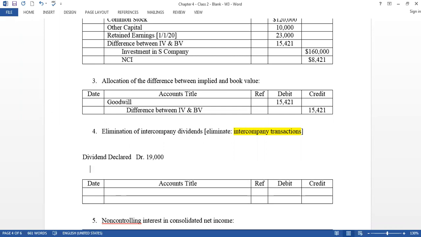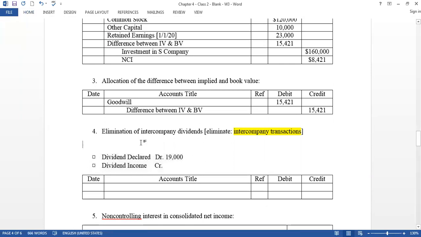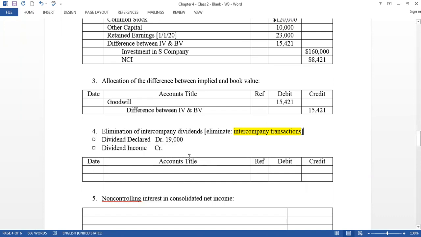And last class, we learned that according to the cost method, we record dividend income, credit. So these are the two accounts for dividend. You can see that $19,000. I just put a number here.